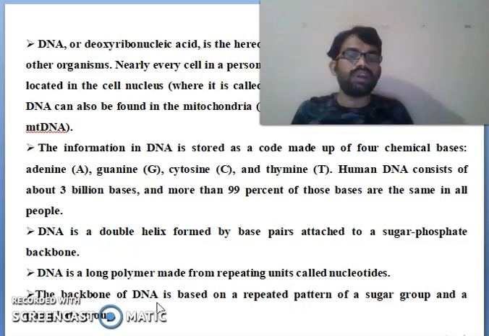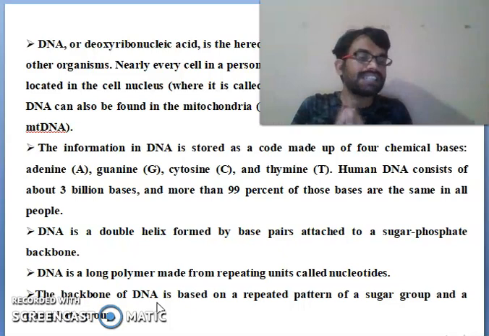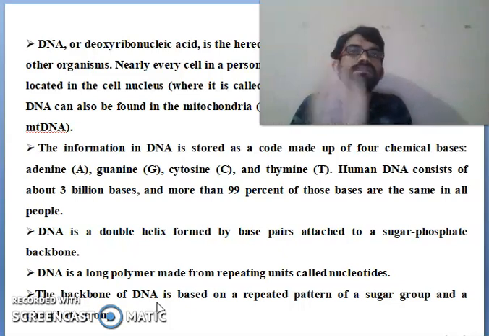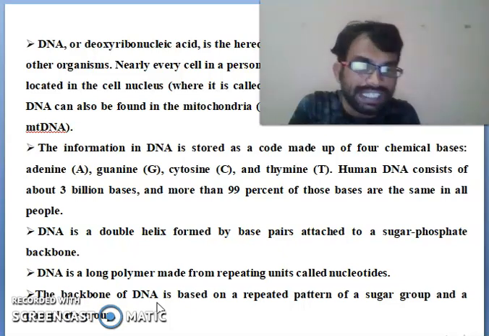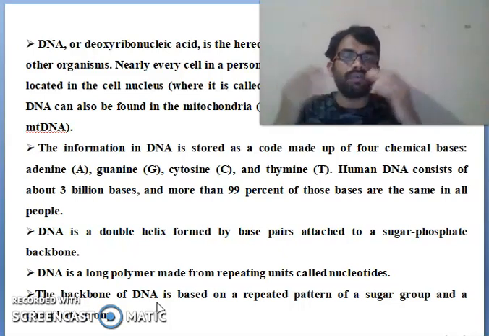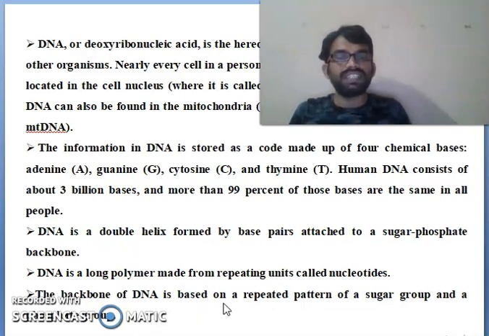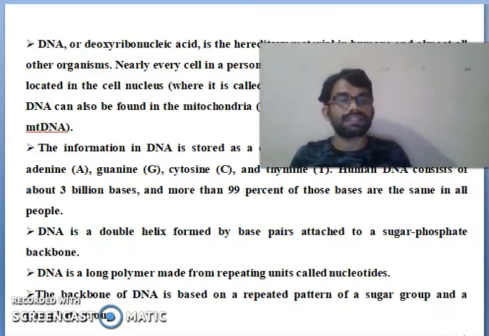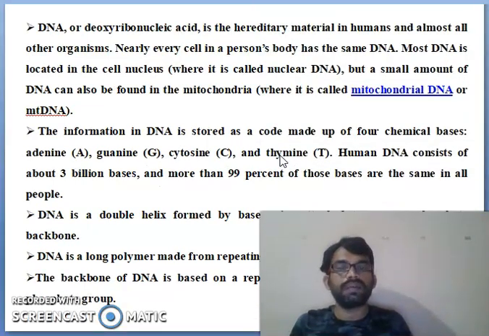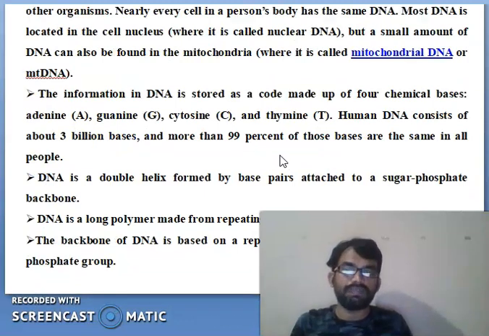So DNA is one of the long polymers made up of repeating units called nucleotides. When you discuss nucleic acid, this bit is very important. What is a nucleotide? A nucleotide is one of the repeating units that make up DNA. I will show you in the next slide image. The backbone of DNA is based on a repeated pattern: sugar groups and phosphate groups are repeated in a sugar chain, or the DNA chain.